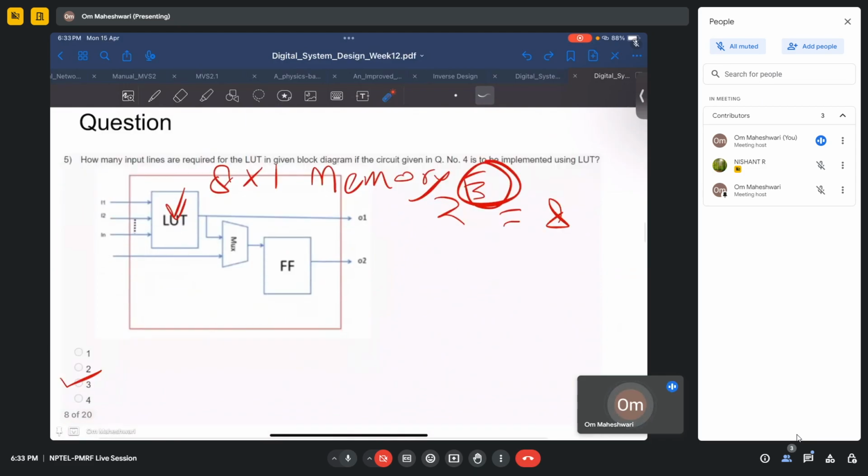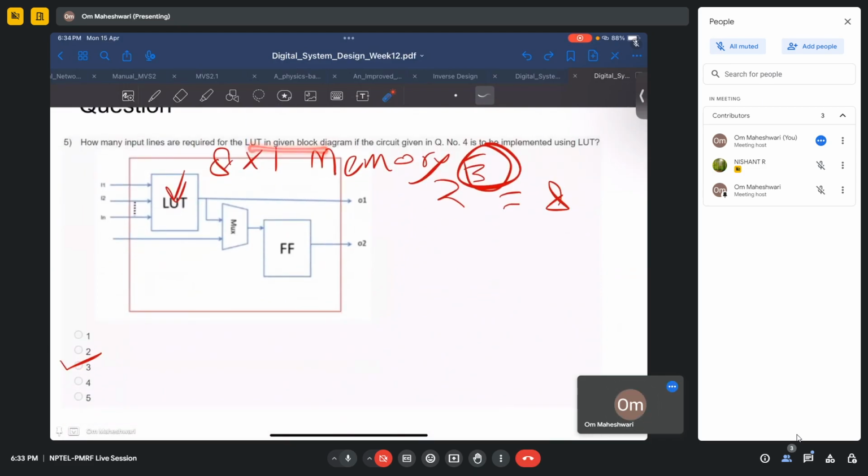Next question, how many input lines are required in LUT in the given block diagram of the circuit? So as we saw, we need 8 cross 1 memory. To access these 8 addresses, we need 3 input lines in the LUT, since 2 to the power 3 is 8. So to access these 8 memory units, we need 3 inputs in the LUT.